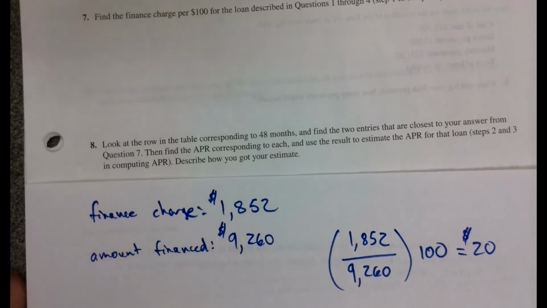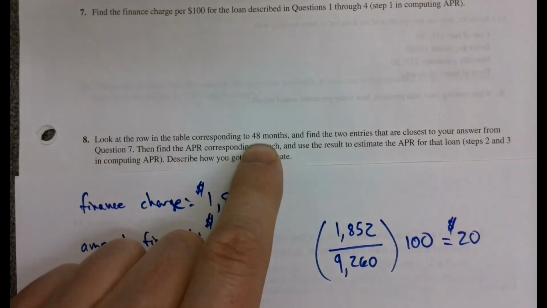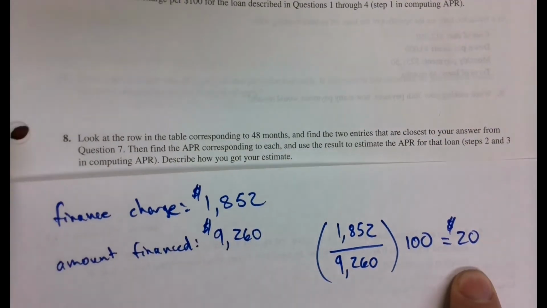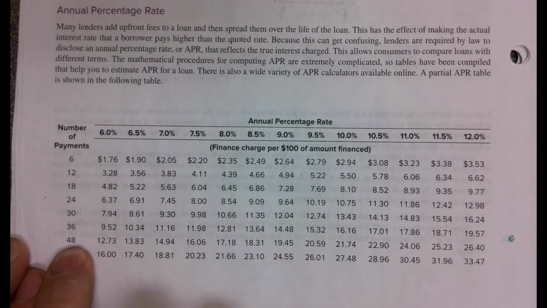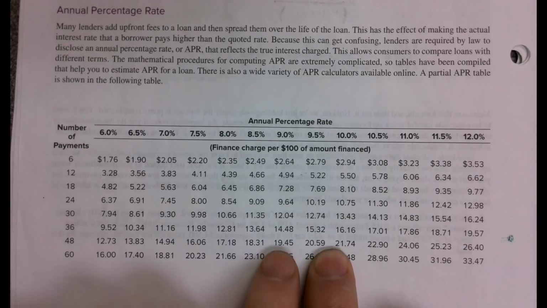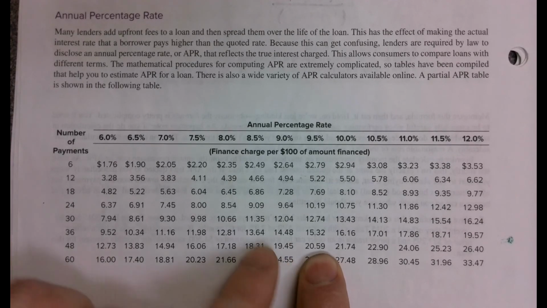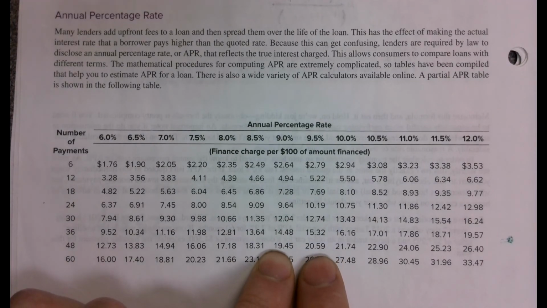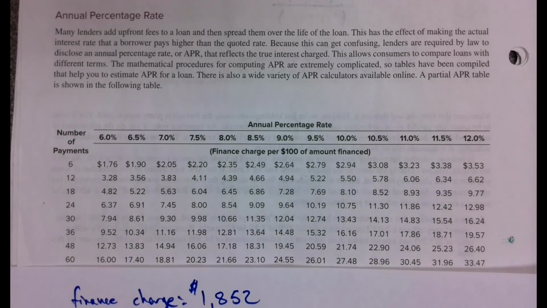So now we're going to go back to the table, and we're going to look at the row corresponding to the 48 months because that's the length of the loan. And we're going to find the two entries that are closest to this $20. So let me flip the page. Here it is. We're going to go to that 48 months, and we're looking for where's the $20 mark. It's in between here, these two numbers. Notice that corresponds to a 9% APR and a 9.5% APR.